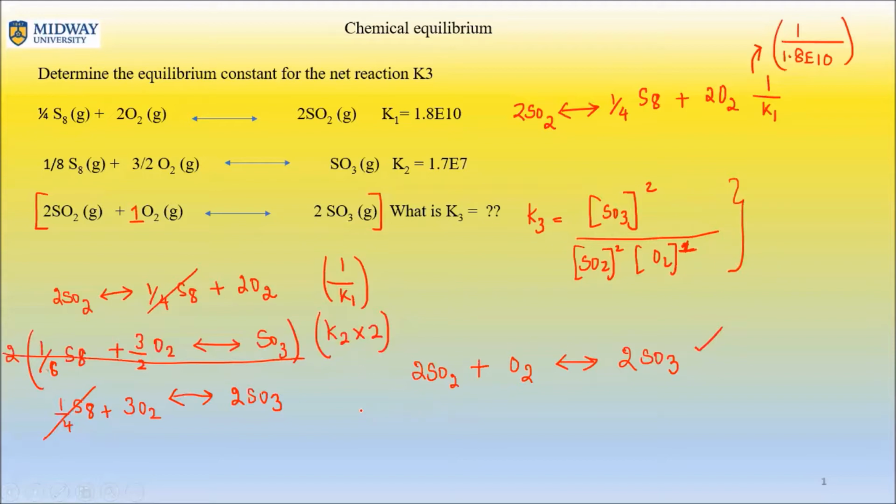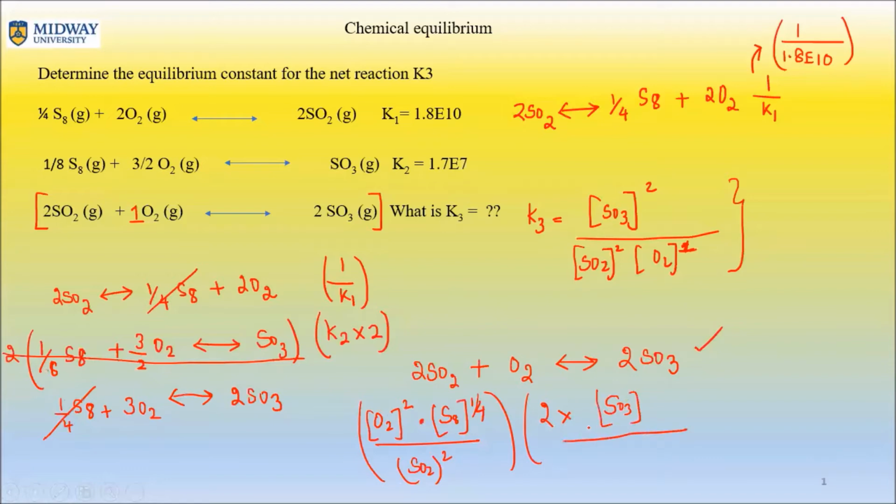So, what I'm saying here is if you do O2 over 2 times S8 over 1 over 4, that's 1 over K1, right? Basically, divided by SO2 squared. This is this. If you multiply this times 2 times this SO3 over S8 1/4, 1/8 times O2 3/2, this will give you your K3. This is how the problem would work, but it's much simpler.